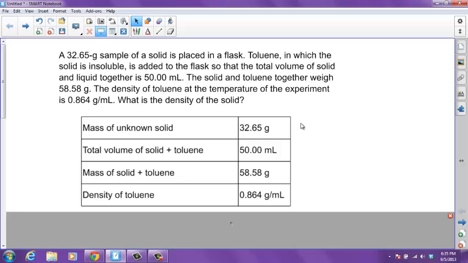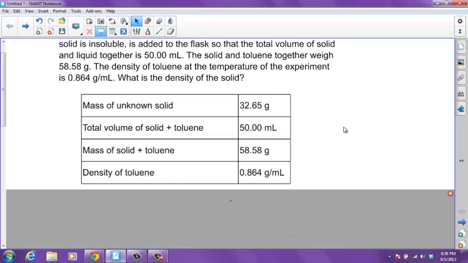There's a mass of this solid that I don't know what it is. There's a total volume of the two things combined. There's a mass of the solid with the toluene. And then there's the density of just the toluene. And this is all the same experiment, so we're going to assume that the same conditions are present for both compounds. So that means that we don't have to make any adjustments, basically.